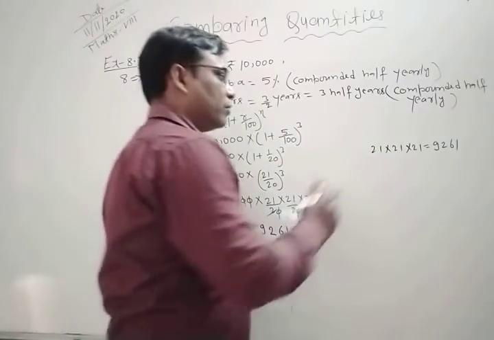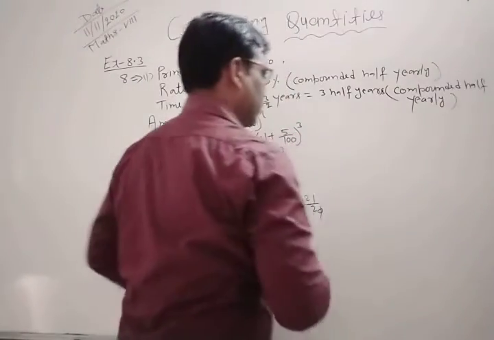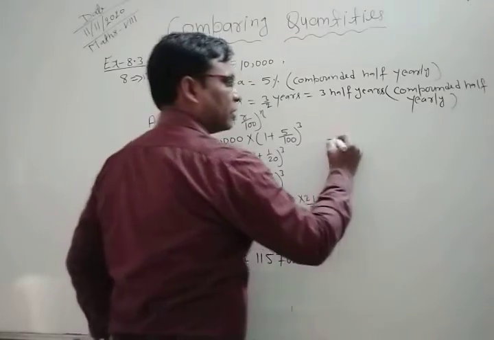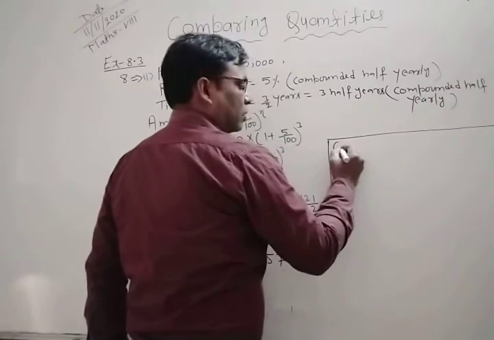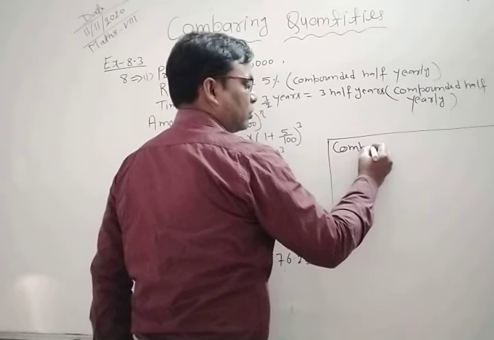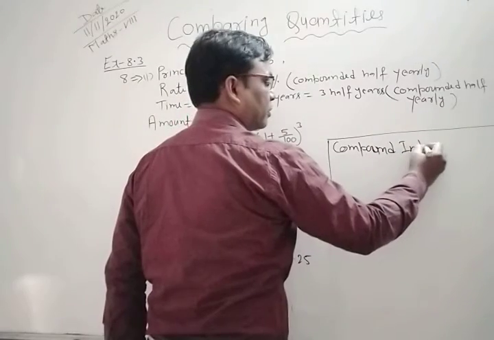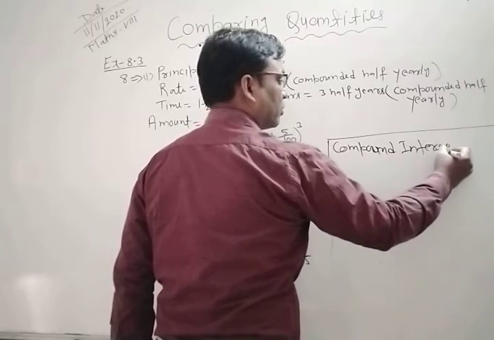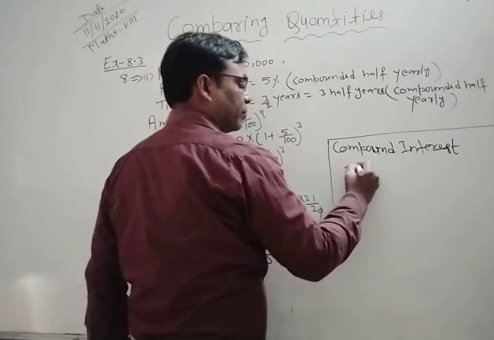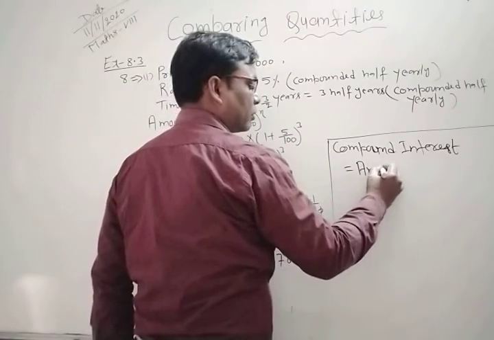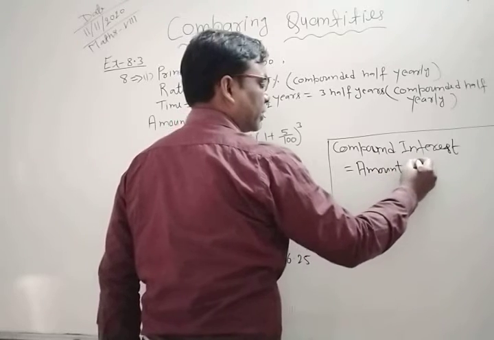Compound interest is equal to what? Compound interest is equal to amount minus principal.